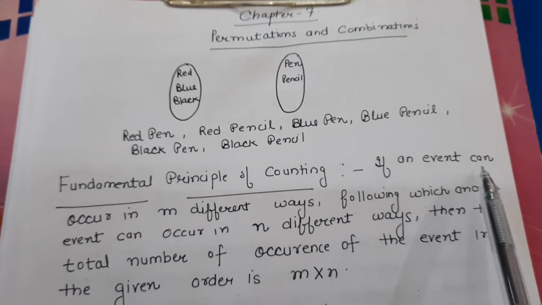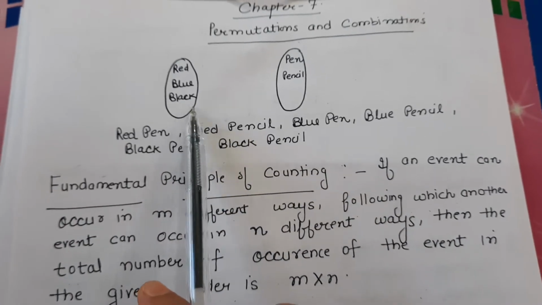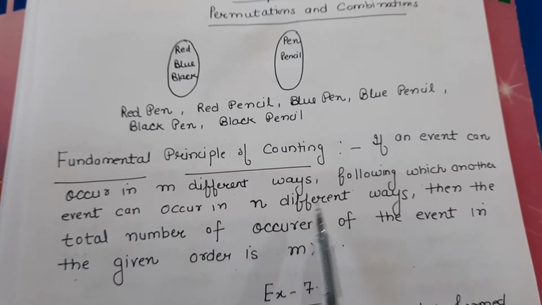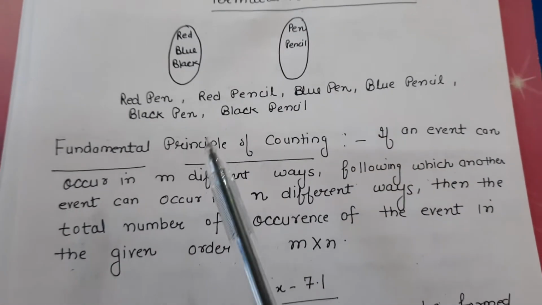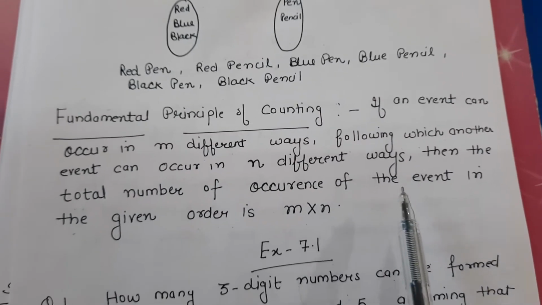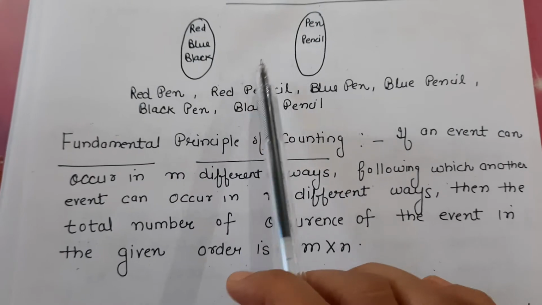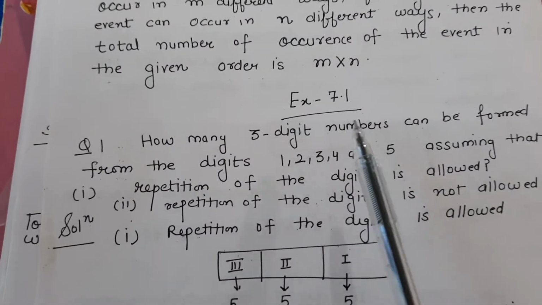If an event can occur in m different ways, like color can be chosen in three ways, following which another event can occur in n different ways, here item can be chosen in two ways, then the total number of occurrences of the events in the given order is m cross n. In the same way here, 3 cross 2, so the answer is 6. Now exercise 7.1, first question.